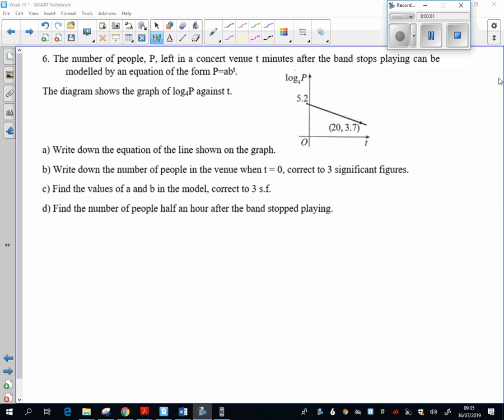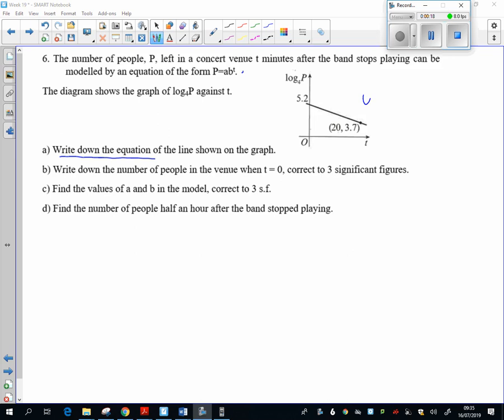Okay, so here we have a linearized exponential model. Part A just says write down the equation, so that sort of implies there should barely be any calculating to do. We can just write it straight down.